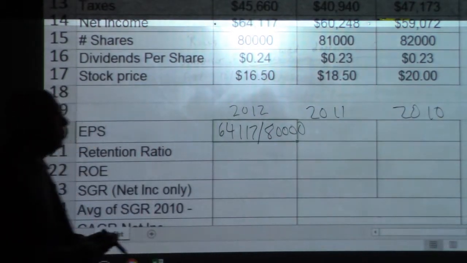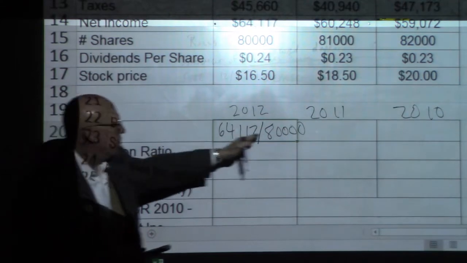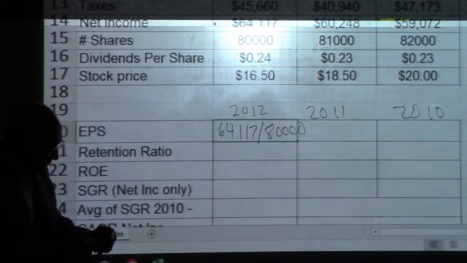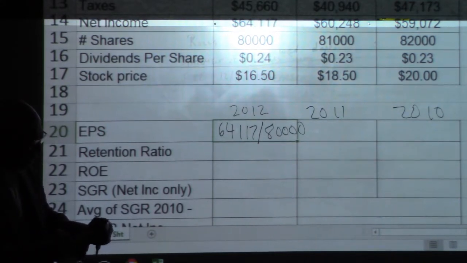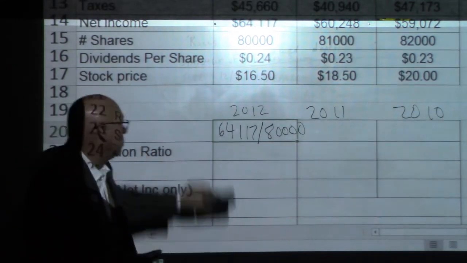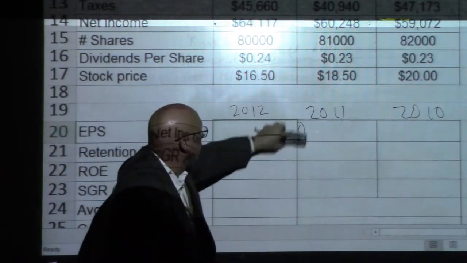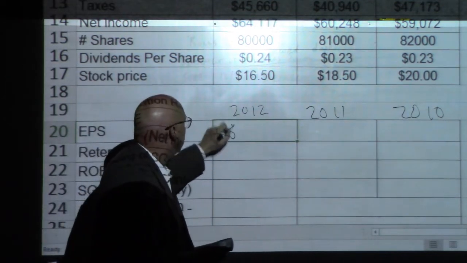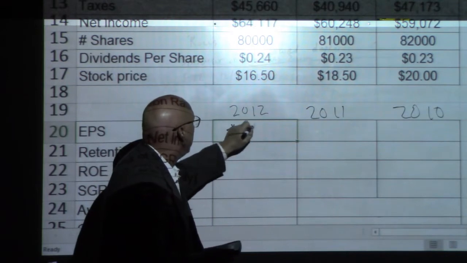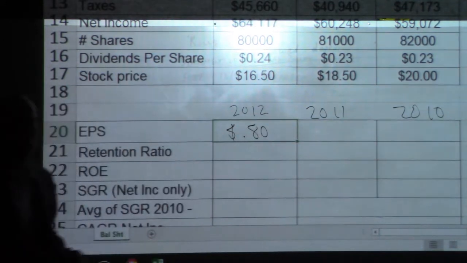So we got 80,000. So there's your formula. Net income divided by the number of shares. So let's go ahead and calculate that. Get this calculator cleared out. 64,117 divided by 80,000. And we get 80 cents. So let's go ahead and erase that and put $ point. So that's 80 cents.